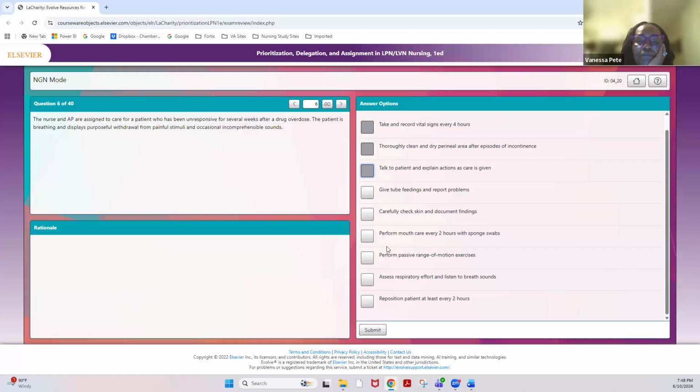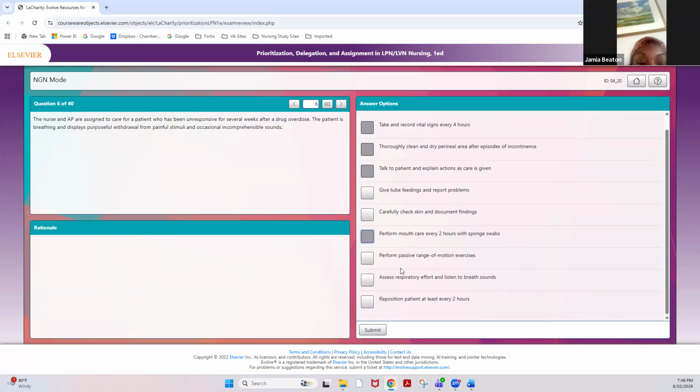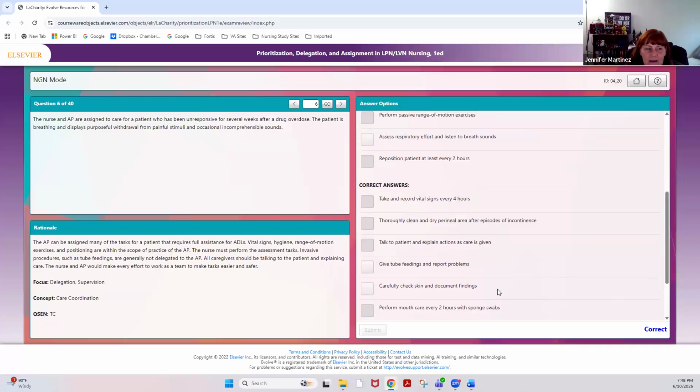Can they carefully check skin and document findings? No. Can they perform mouth care every 2 hours with sponge swabs? Yes. Can they perform passive range of motion? Yes, they can. Can they assess respiratory effort and listen to breath sounds? No. Can they reposition the patient every 2 hours? Yes. Oh, why did I click that? Sorry. Did I click everything right? Okay. All right. Correct. Absolutely.